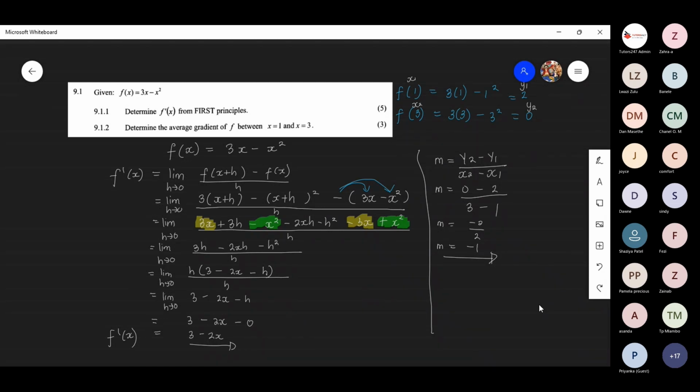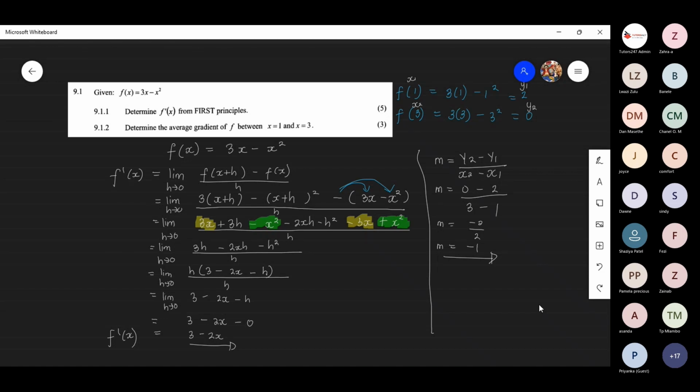Now, once you've substituted the x values into your derivative equation and you've obtained your gradients, keep in mind the question stated average gradient. The reason that they've stated average gradient is because the gradient of a quadratic function is not constant, okay? So because it's not constant, that is why they mentioned the average gradient.